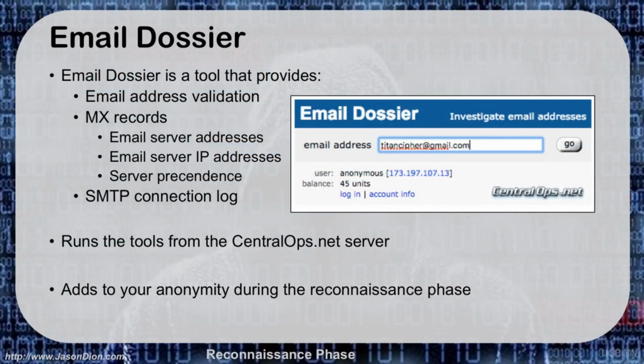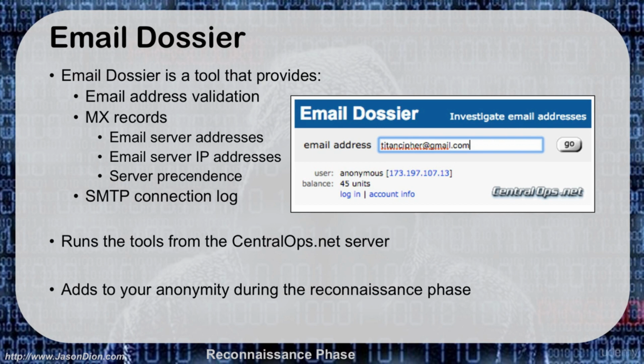There's also another function there called the email dossier. And the email dossier is actually going to provide us those mail records we looked at before. It'll do email address validation for us. And we can get the IP and server addresses for those emails, as well as an SMTP connection log.